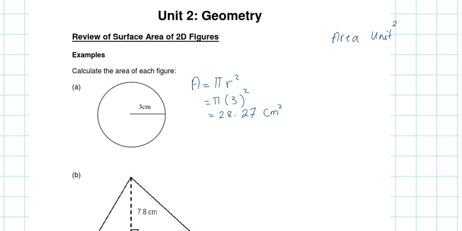Just press it, and then do 3 squared. Put pi, then put multiplication, and then put 3 squared. Yep, and then press that button right here. Are we okay with that?